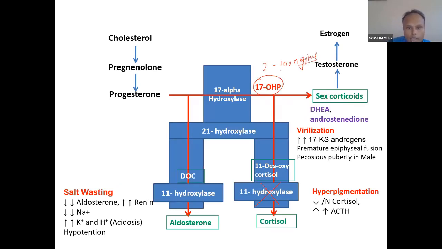But if the whole of this pathway is blocked, there is only one pathway. So this 17-OHP will become very high in 21 hydroxylase deficiency. Therefore, the concentration of 17-OHP will be very high in such a condition, in nanograms per ml. That is the differentiating point between these two.